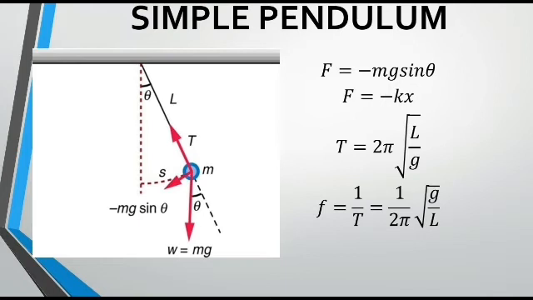Frequency is the reciprocal of period. It is the number of vibrations per unit time. So we have 1 over period equals 1 over 2 pi times the square root of g over L. Again, let's review some terms. T is equivalent to the period, so that is the time needed for one complete oscillation or vibration, while frequency is the number of vibrations per unit time.